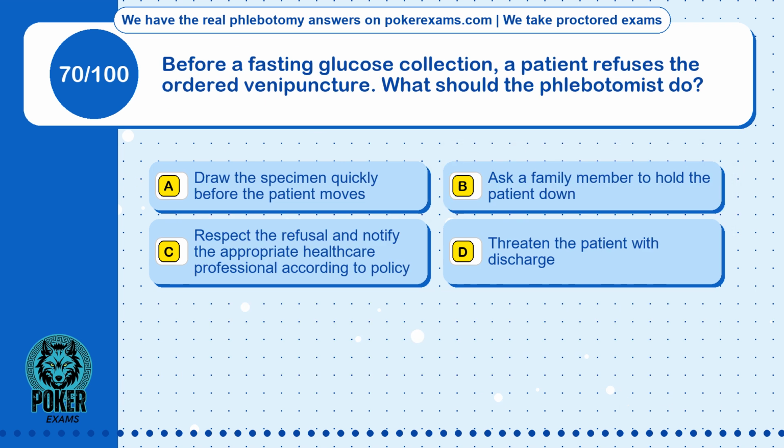Question 70. Before a fasting glucose collection, a patient refuses the ordered venipuncture. What should the phlebotomist do? Option A. Draw the specimen quickly before the patient moves. Option B. Ask a family member to hold the patient down. Option C. Respect the refusal and notify the appropriate healthcare professional according to policy. Option D. Threaten the patient with discharge.